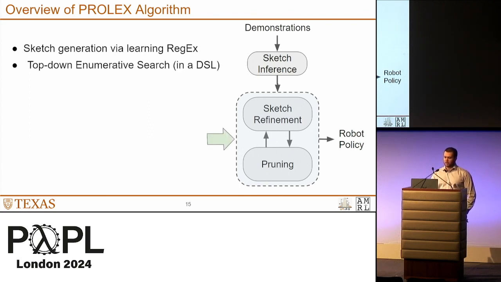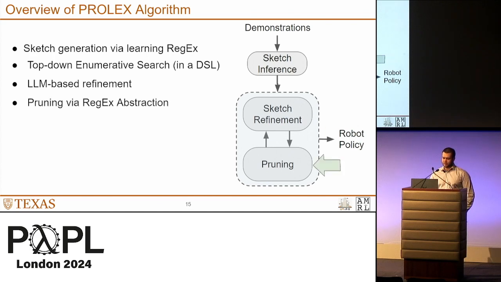Next, we perform a top-down enumerative search over our DSL to generate a set of candidate programs. A major novelty of our algorithm is a refinement technique where a large language model is used to guide the process of partial program completion. Lastly, our pruning method uses a novel technique for abstracting partial programs into regular expressions, which is used to prune away unrealizable partial programs earlier in the search.